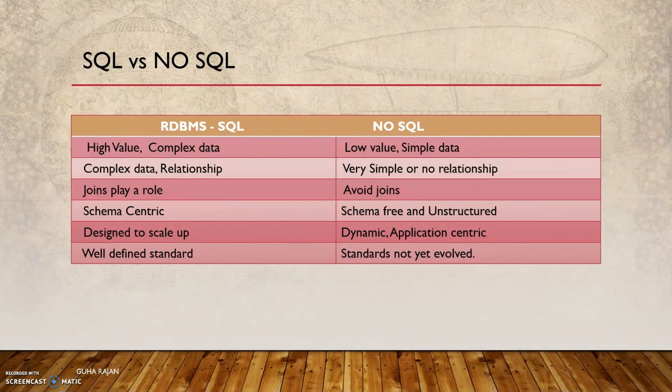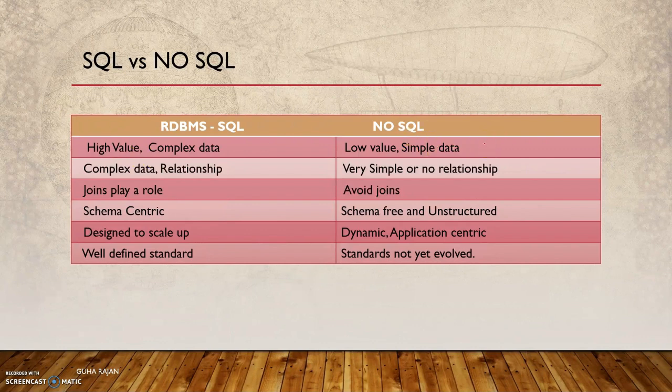If there is high value and complex data, then go for the RDBMS. How do you determine high value? Financial data, for example. You cannot have a banking application on NoSQL; the banking application needs to be on the RDBMS. That is where it is high value. Some corruption in the data or data redundancy could be a challenge. So all these are complex data.